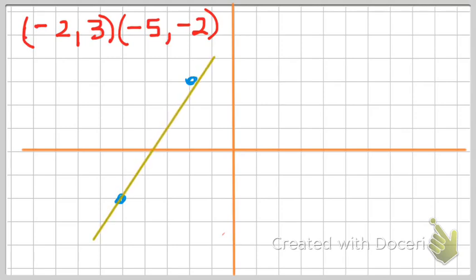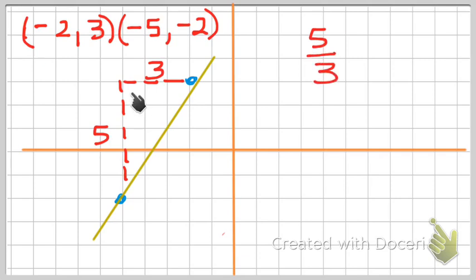Okay, so if I find this, you guys know I would have to rise and run. Correct? So I would rise 5, is that right? And run 3. So I know that the answer is 5/3. So the question is, how can I get this number? How can I get this 5 without graphing this? How could I have gotten a 5 from 3 and negative 2? What's that? If I multiply them, I get negative 6.